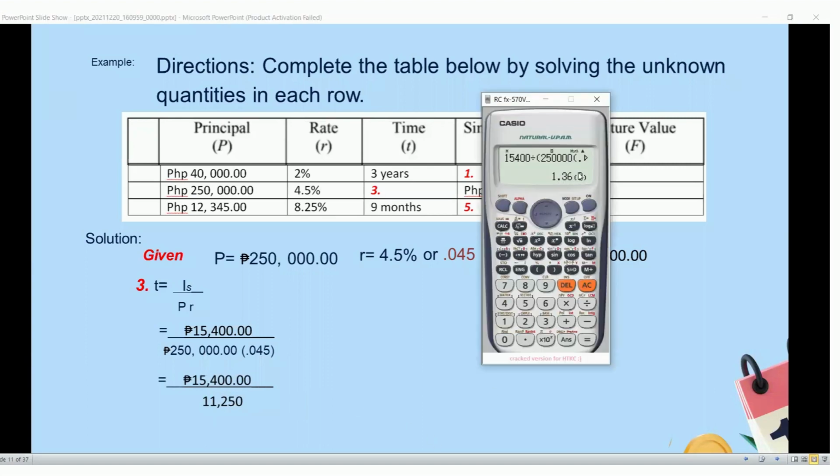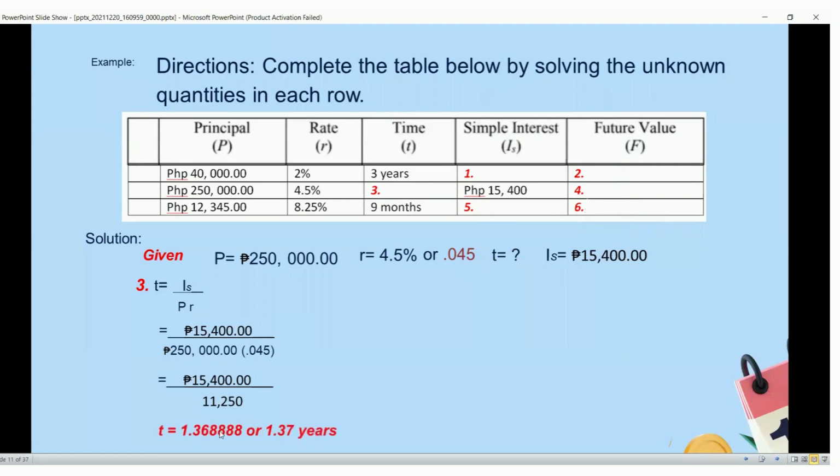Marami siyang 8, di ba? So, pag ganyan, 1.3688888, or i-round off na natin ang ating 6 kasi mataas na number naman ang katabi niya. So, magiging 1.37 years na siya.